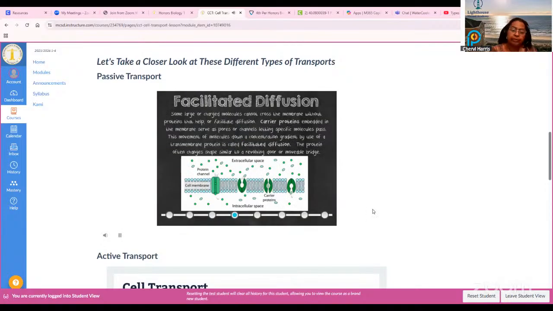Carrier proteins facilitate diffusion. Some large or charged molecules cannot cross the membrane without proteins that help or facilitate diffusion. Carrier proteins embedded in the membrane serve as pores or channels, letting specific molecules pass. This movement of molecules down a concentration gradient by use of a transmembrane protein is called facilitated diffusion. The protein often changes shape, similar to a revolving door or a movable bridge.